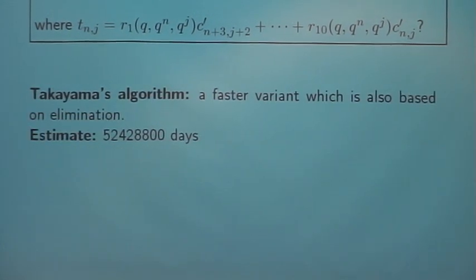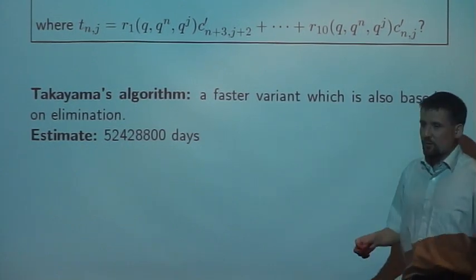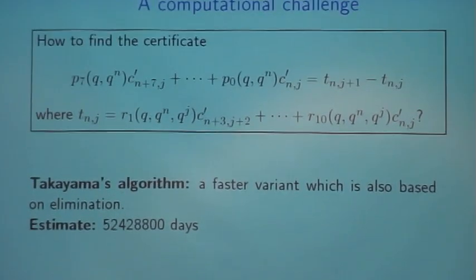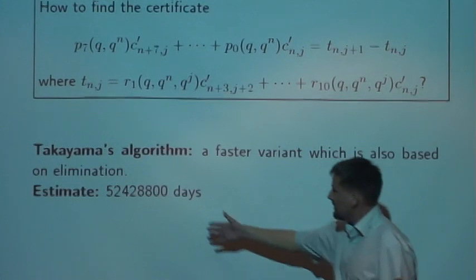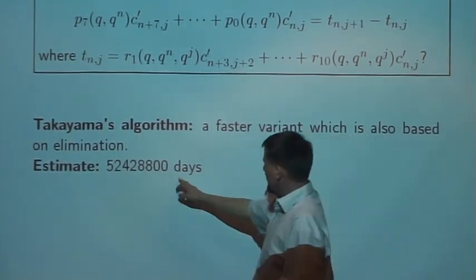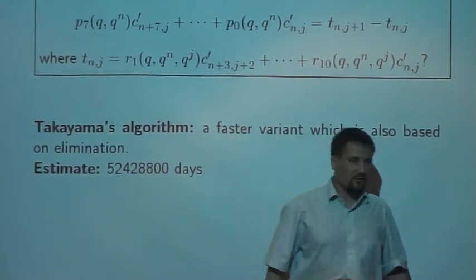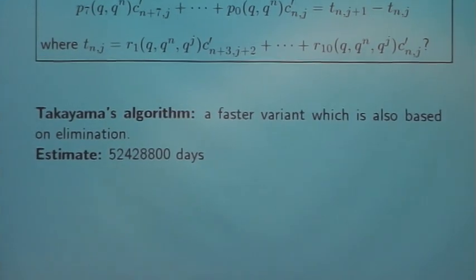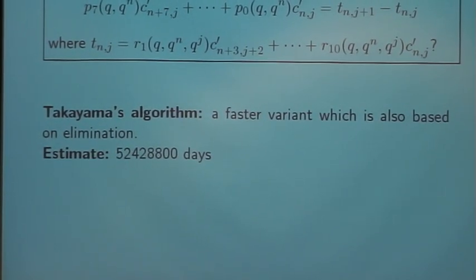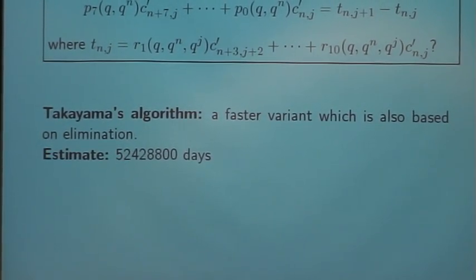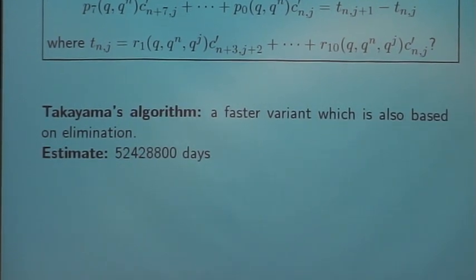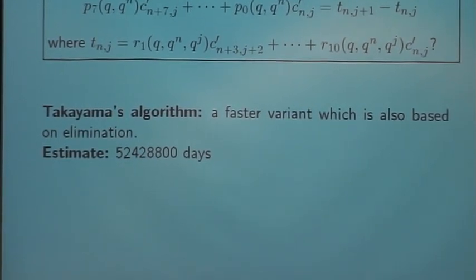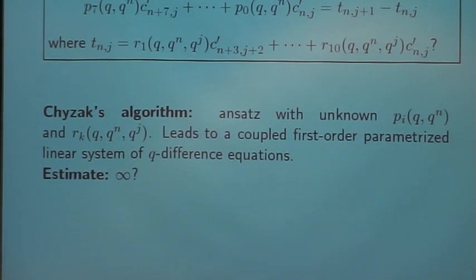The similar thing for something called Takayama's algorithm, which is usually faster, and we see that we improve already a lot. So we have here now only 52 million days, and I mean if you use parallel computing, maybe 10 computers, we have only 5 million days. But still, we would like to improve a little bit.